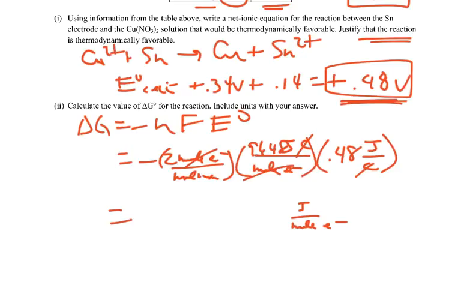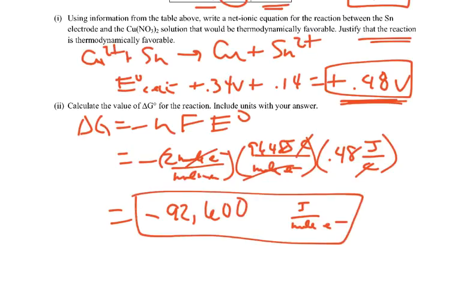And the value will be, I'd have a negative, and if I multiply those numbers together, I get 92,600. So the value is negative 92,600 joules per mole of electrons. I could also write that as kilojoules, negative 92.6 kilojoules. The fact that delta G is negative means thermodynamically favorable, positive voltage, thermodynamically favorable, so that all makes sense. And that is the practice test.